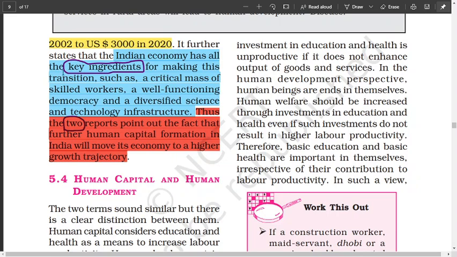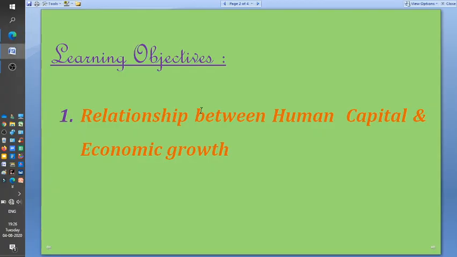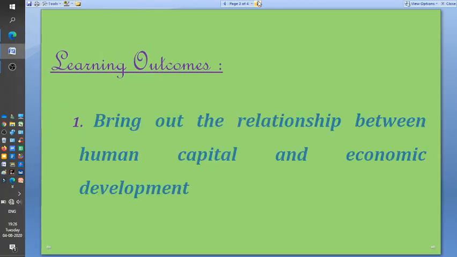These are the key ingredients to strengthen the economy, and we have the potential to do so. So, the two reports that we have discussed point out the fact that further human capital in India will move its economy to a higher growth trajectory, meaning human capital, in India or elsewhere, can bring about economic development. So that's about the relationship between human capital and economic development.